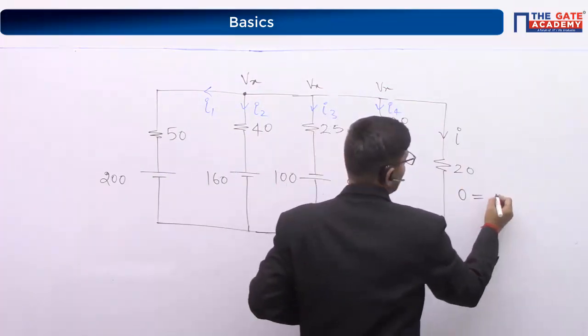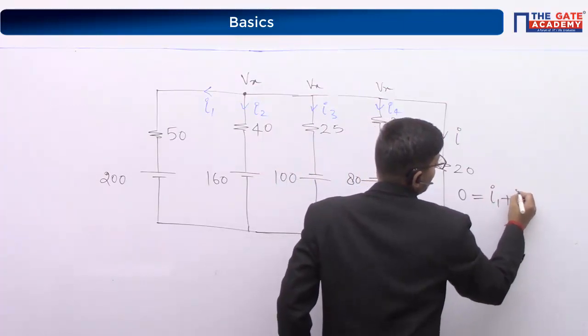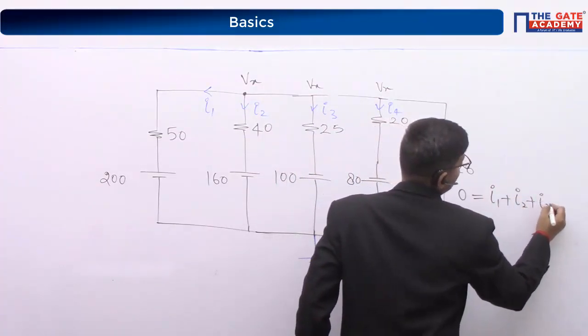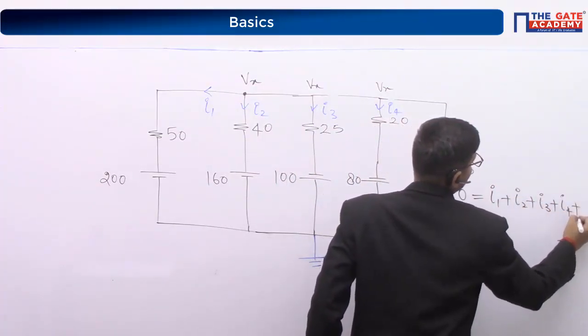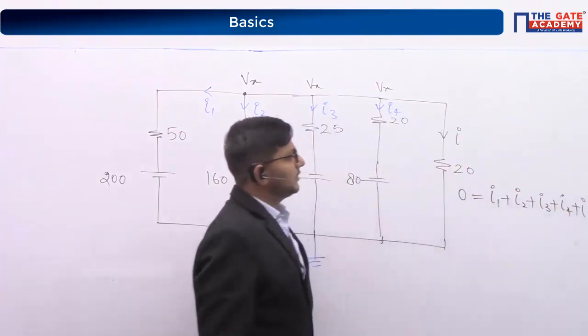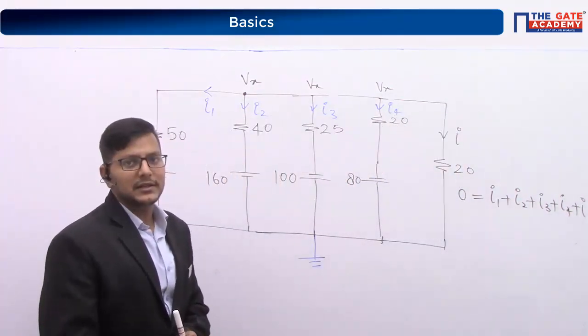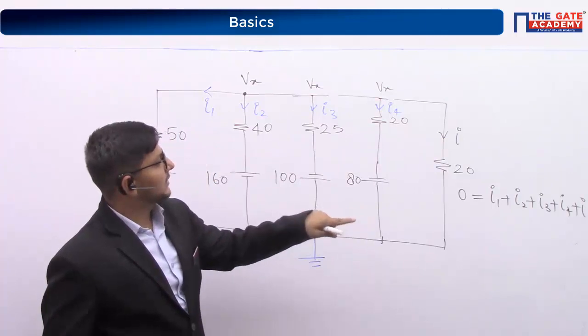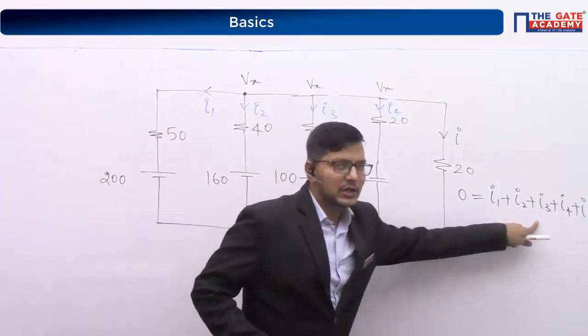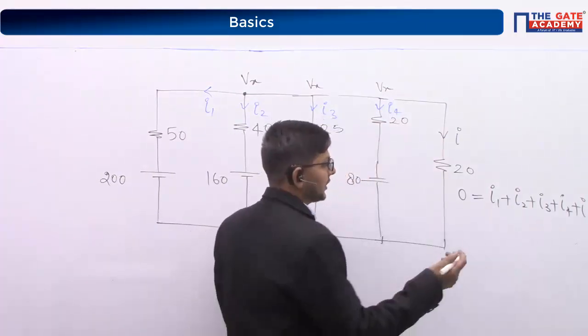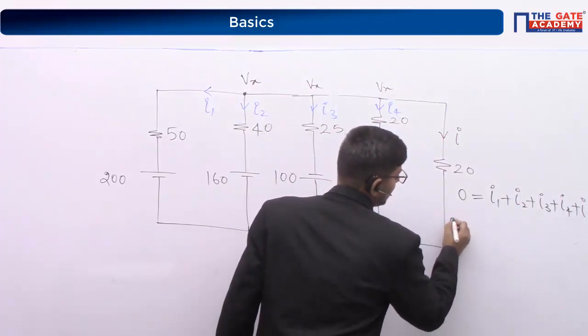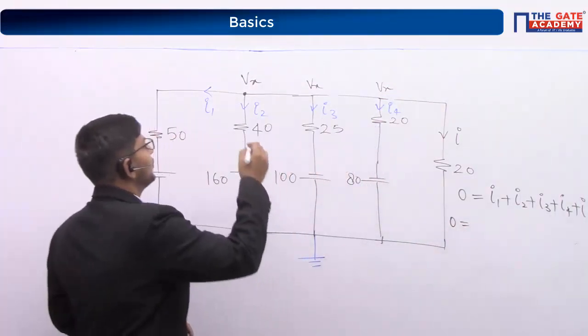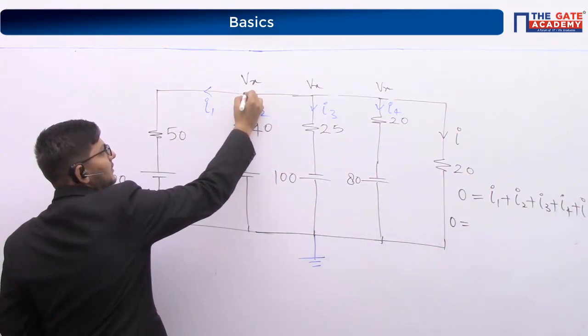What is the outgoing current? I1 plus I2 plus I3 plus I4 plus I. Clear? This is the total current, I1 plus I2 plus I3 plus I4 plus I. Incoming is 0, and the total incoming current is equal to the outgoing current. So it will be 0 equal to, what is I1? What is this current I1? Vx. What is the voltage?